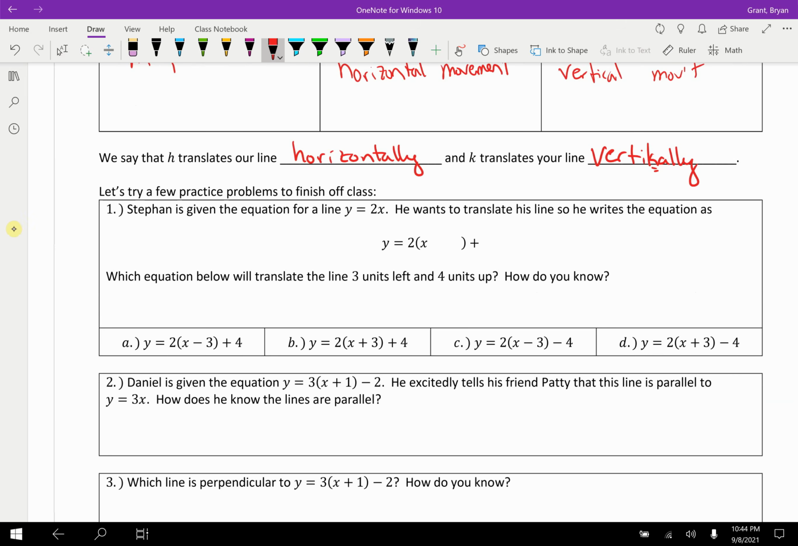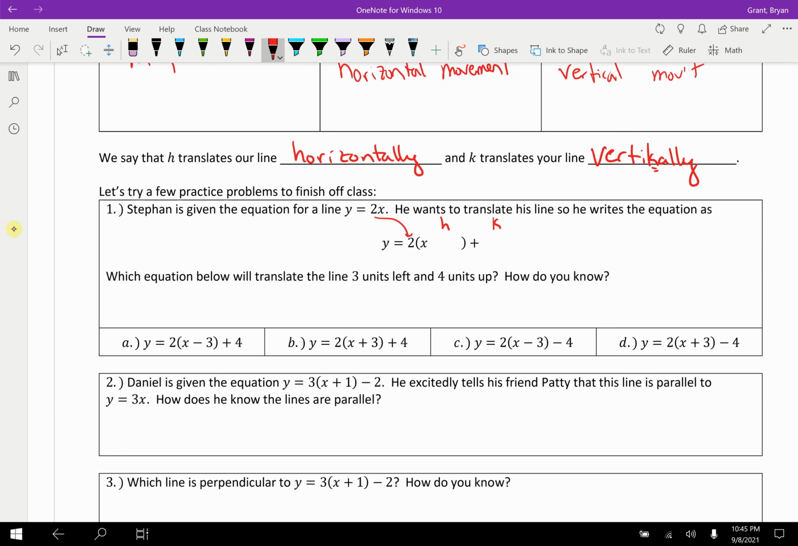Stefan wants to translate his line, so he starts to write this equation in HK form. He knows the slope is 2, that hasn't changed, but he groups x in parentheses so that he can add in an h and a k. The question is, which equation below will translate Stefan's line 3 units left and 4 units up?